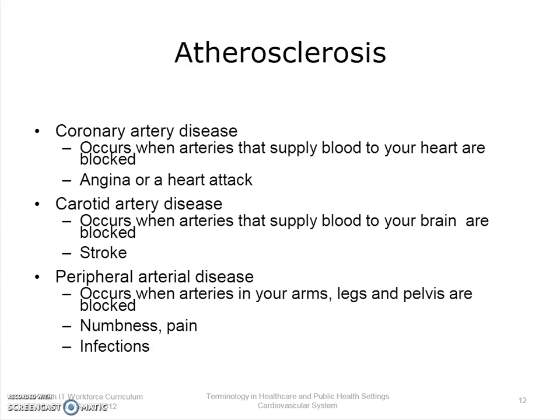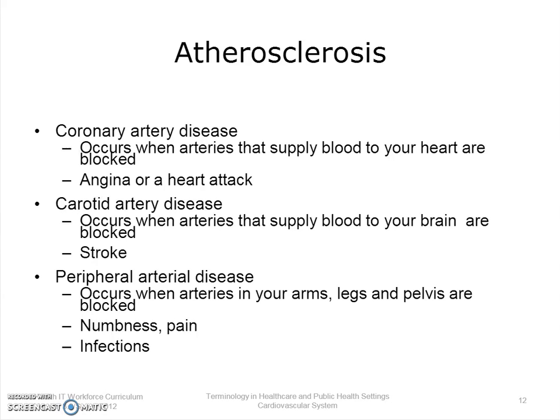In coronary artery disease, the arteries that supply blood to the heart become blocked. When blocked, the patient can suffer angina, which is the medical term for chest pain. It could even cause a heart attack.